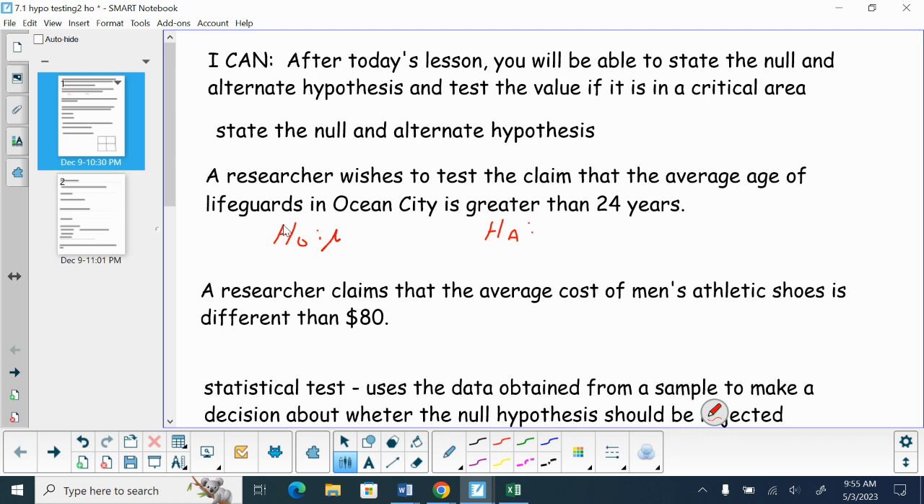We're talking about our mu value here. There's something that's not really established at this point. Basically, the researcher is just throwing a dart. He picked out the number 24. He thinks everybody's older than 24, that the average is going to be older than 24. But he doesn't have any other facts.